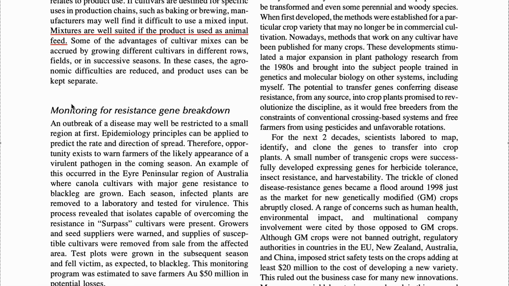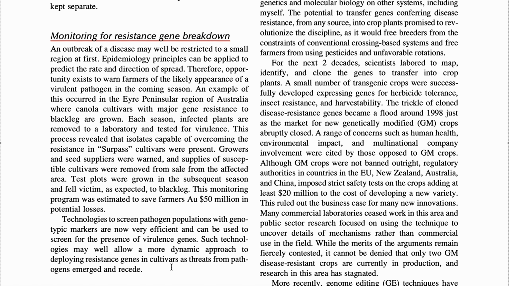The next is monitoring of resistance gene breakdown. An outbreak of a disease may well be restricted to a small region at first. Epidemiological principles can be applied to predict the rate and direction of spread. Therefore, opportunity exists to warn farmers of the likely appearance of a virulent pathogen in the coming season. An example of this occurred in the Eyre Peninsula region of Australia, where canola cultivars with major gene resistance to blackleg are grown. This is an example they have given here again.